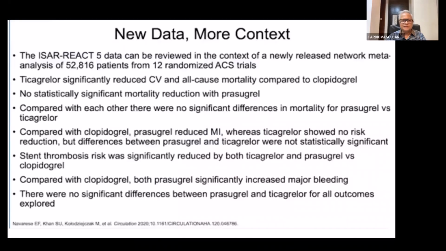So what is the data suggesting? That ticagrelor significantly reduced cardiovascular and all-cause mortality compared to clopidogrel. No statistically significant mortality reduction with prasugrel, almost significant, similar. So compared to clopidogrel, both prasugrel and ticagrelor are definitely superior in patients with ACS, and there is no significant difference in prasugrel-ticagrelor outcomes.